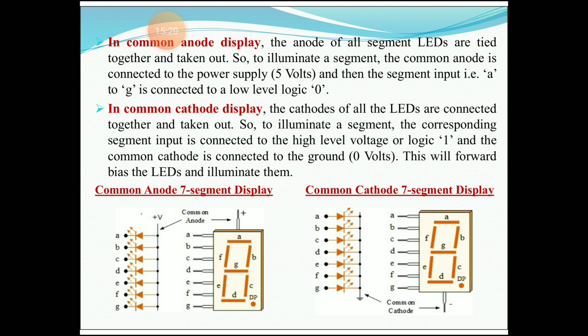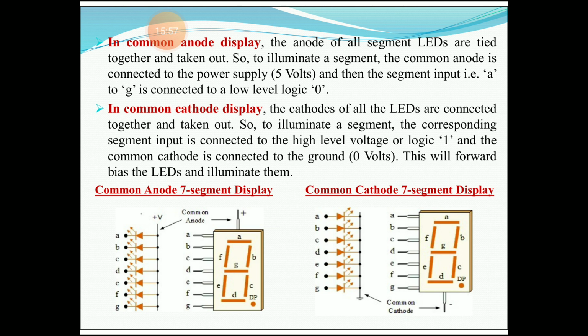Now the diagram for common anode 7 segment display and common cathode 7 segment display is given. In common anode 7 segment display, all anode terminals are tied together and connected to plus 5 volts, and all cathode terminals are represented with A to G segments. If you want to illuminate a particular segment, apply a logic 0 to that segment, that is to the LED. The LED becomes forward biased and emits light.